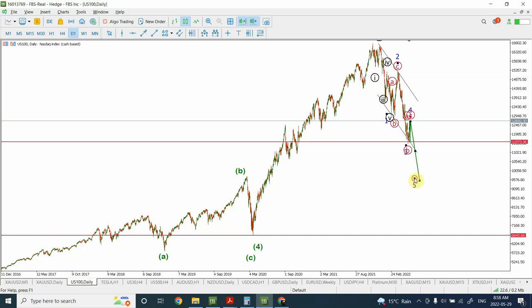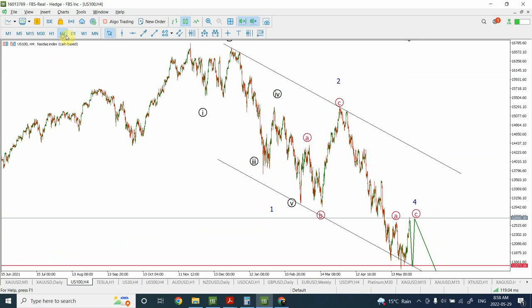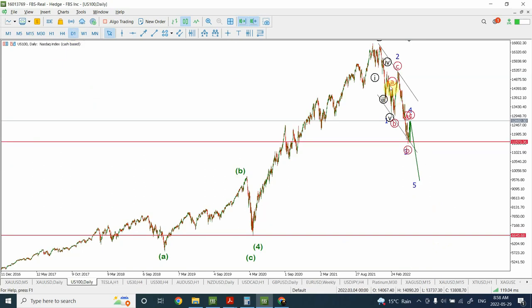Definitely, I'm thinking that this is going to be in a range. I'm not expecting that it's going to go all the way up right over here. The next few days are going to be very interesting, so I wanted to share it with you guys. We have been able to forecast this right from the top. I believe that we still have one major leg to go down.